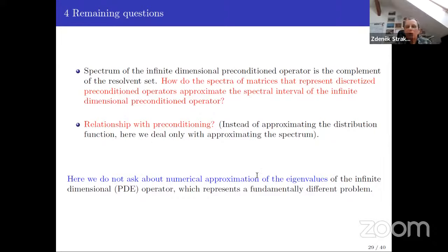So one thing that is important to say, and I will recall that later again, is that we do not care about approximation of the eigenvalues of this infinite dimensional operator. This is a completely different question. We approximate the spectrum as a complement of the resolvent set. Okay, and this is what is important here.